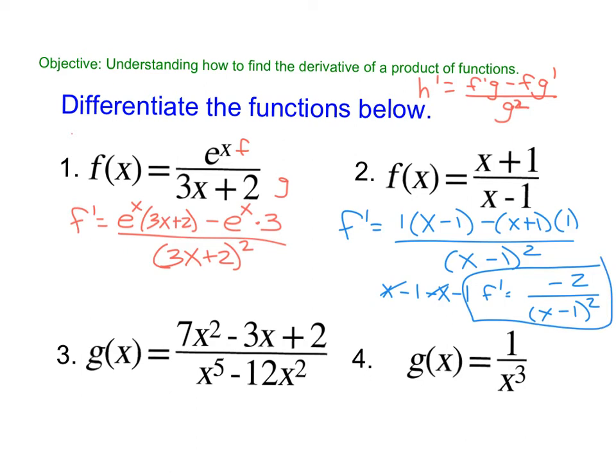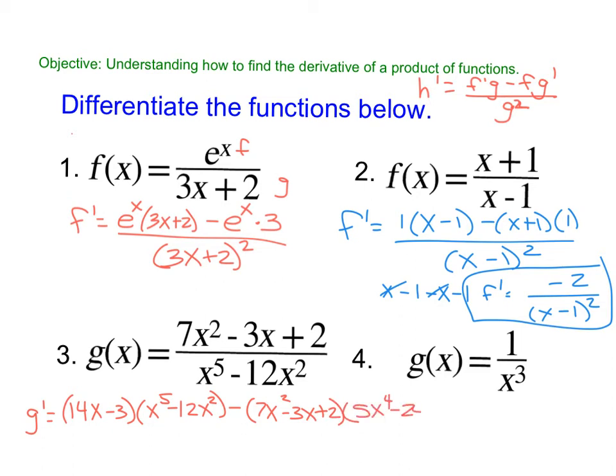All right, pause the video and try 3 and 4 on your own. All right, so g prime, derivative of the top, 14x minus 3 times the bottom, x to the 5th minus 12x squared, minus the top, 7x squared minus 3x plus 2, derivative of the bottom, 5x to the 4th minus 24x, all over the bottom squared.